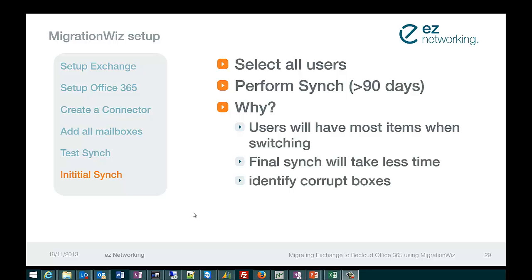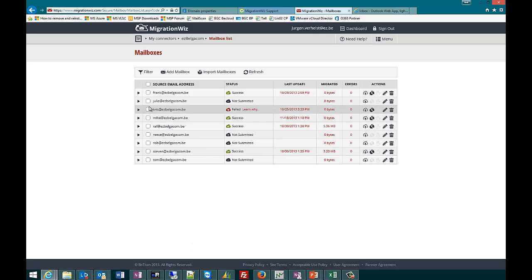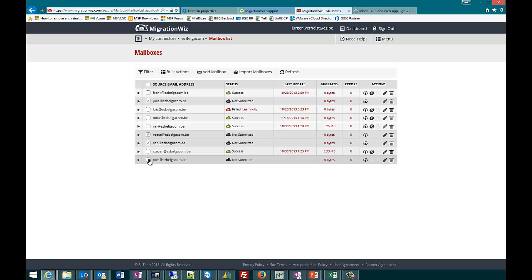So we will now perform the initial sync for all mailboxes. So we need to go back to MigrationWiz, select all the others we have not migrated before, and do bulk action, migrate mailboxes.